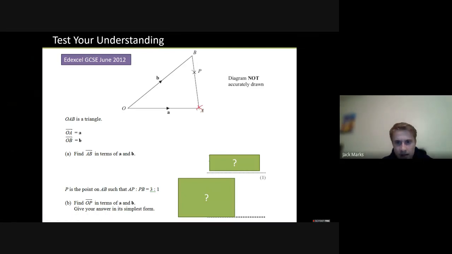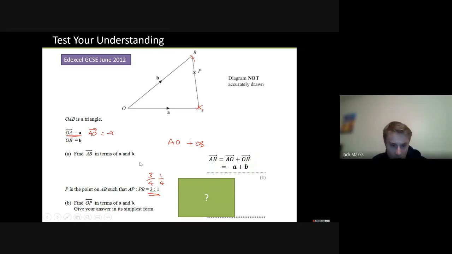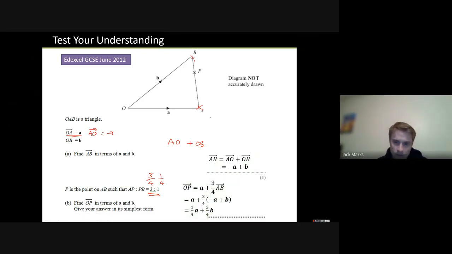A to B, the best way to do this is AO plus OB. Compare OA, which is A, to AO. If you're going the other way, then you negate it. So minus A plus B. 3 and 1, you need to be using fractions, which will either be 3/4 or 1/4. And again, using this idea of a substitution from the first part.